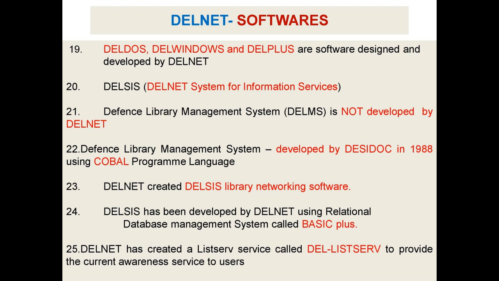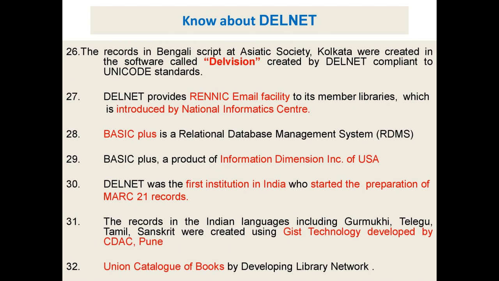DELNET has created a listserv service called DEL Listserv to provide the current awareness service to users. The records in Bengali script at Asiatic Society, Calcutta were created in the software called DEL Vision, created by DELNET compliant to Unicode standards. DELNET provides RENIC email facility to its member libraries, which is introduced by National Informatics Center. Basic Plus is a relational database management system, or RDBMS, a product of Information Dimension of United States.